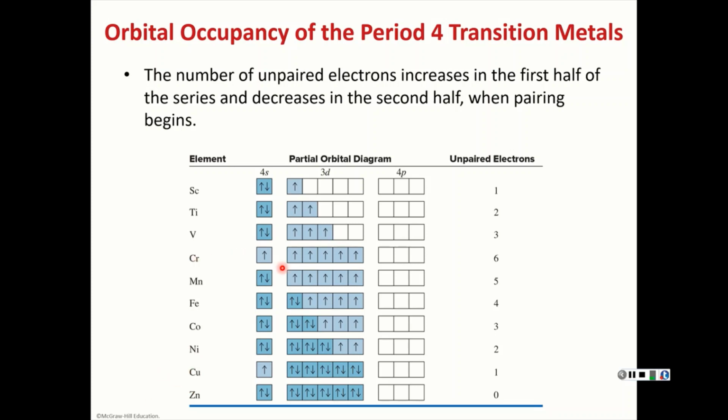So for chromium here, you would think you'd have 2 s electrons and 4 d electrons if you just follow this pattern. But you actually take one of those s electrons and move it to the 5th d orbital. So now you have a half-filled d subshell. So each d orbital has 1 electron. And it turns out that that's a pretty stable configuration, and so that's why that 1 electron gets bumped up to the d orbital.